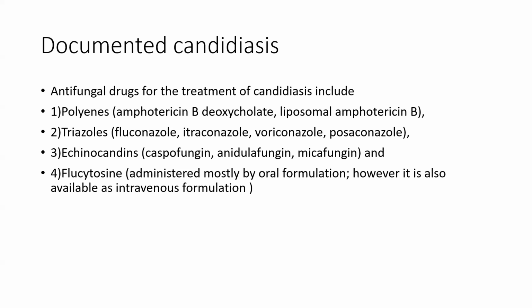Documented candidiasis. Antifungal drugs for the treatment of candidiasis include polyenes like amphotericin B deoxycholate and liposomal amphotericin B, then triazoles like fluconazole, itraconazole, voriconazole, and posaconazole. Then the next class is echinocandins, which include caspofungin, anidulafungin, and micafungin, and flucytosine, administered mostly by oral formulation. However, it is also available as an intravenous formulation.